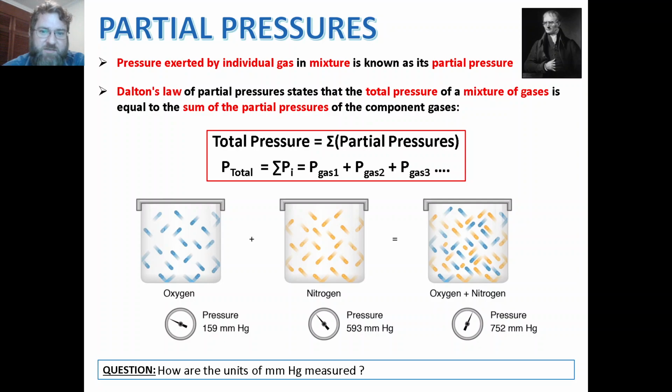You've got sigma pi, the individual gases: pressure of gas 1 plus pressure of gas 2 plus pressure of gas 3 gives us the total of all the gases combined together. So in this simple example down here, you've got oxygen at a pressure of 159, you've got nitrogen at 593, and if you combine them together in the same size container, you can't obviously change the volume, then you're going to just sum the pressures to get the total pressure, which in this case is 752. You might have come across these units before: millimeters of mercury, mmHg. They use it in geography to measure air pressures, and something called a U-tube manometer.